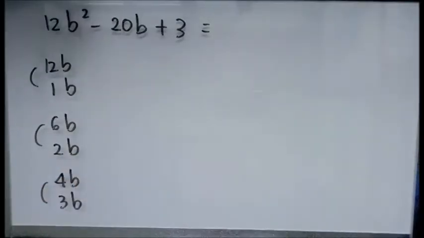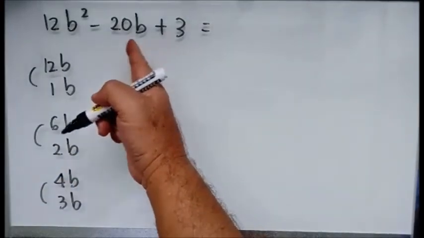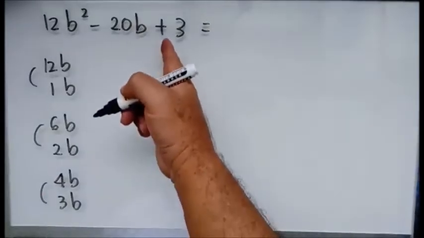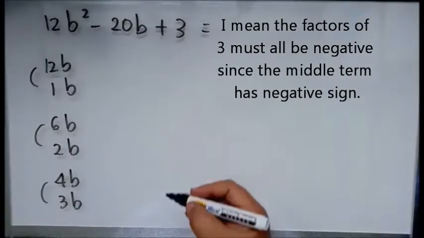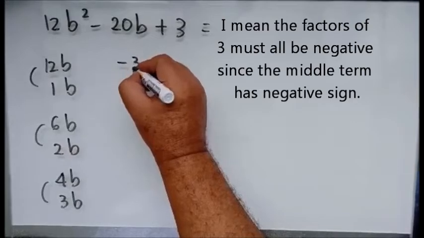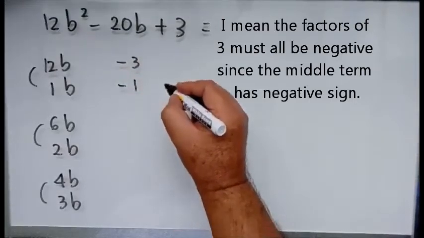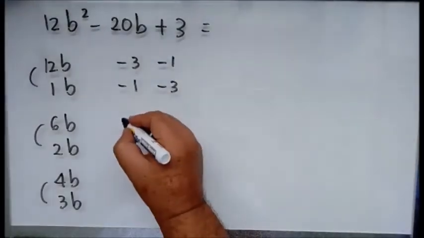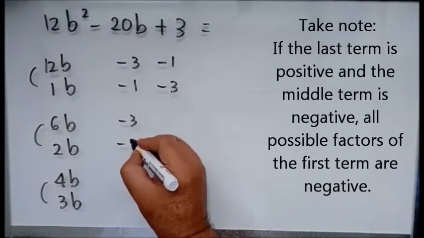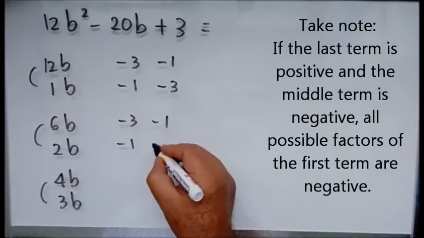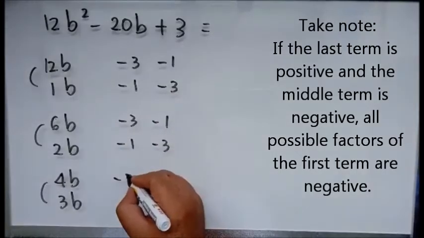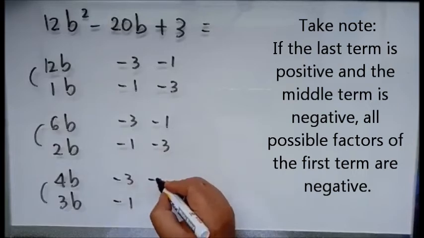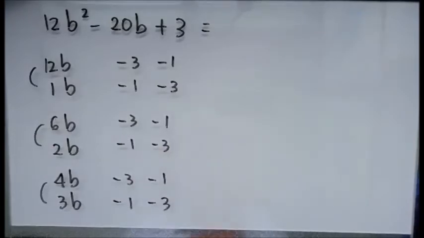What are the factors of 3? Since this is positive and the middle term is negative, this must be negative. So it's either negative 3 and negative 1, or negative 1 and negative 3. Okay. Now, let's try the cross multiplication.